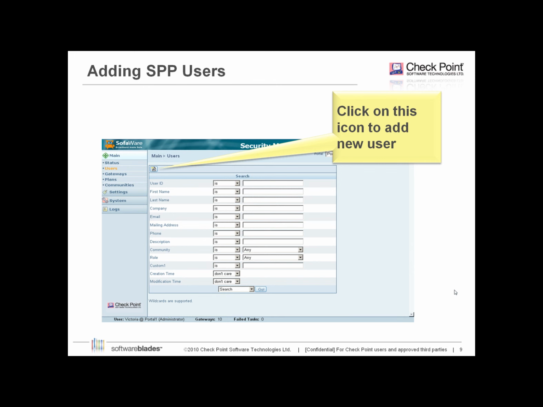How do we add an SPP user? An SPP user is a special user with specific permission to manage his gateways via the SPP. So we click on the item shown above to add a new user.